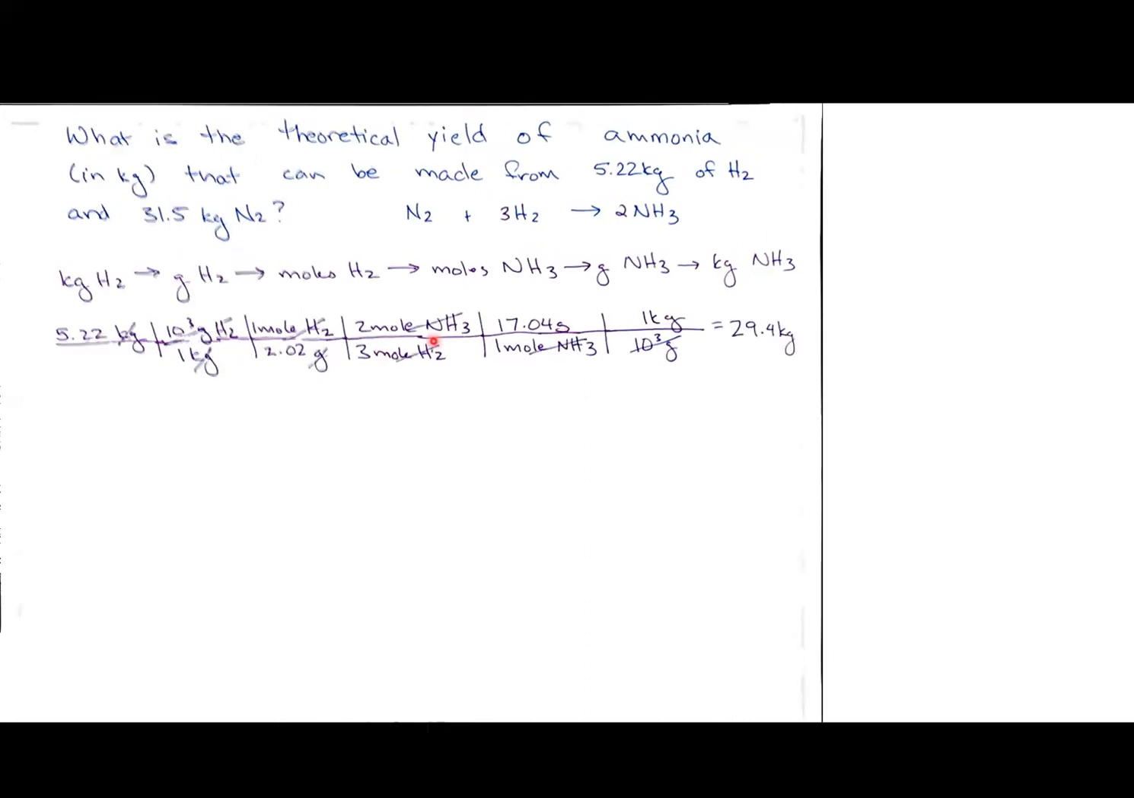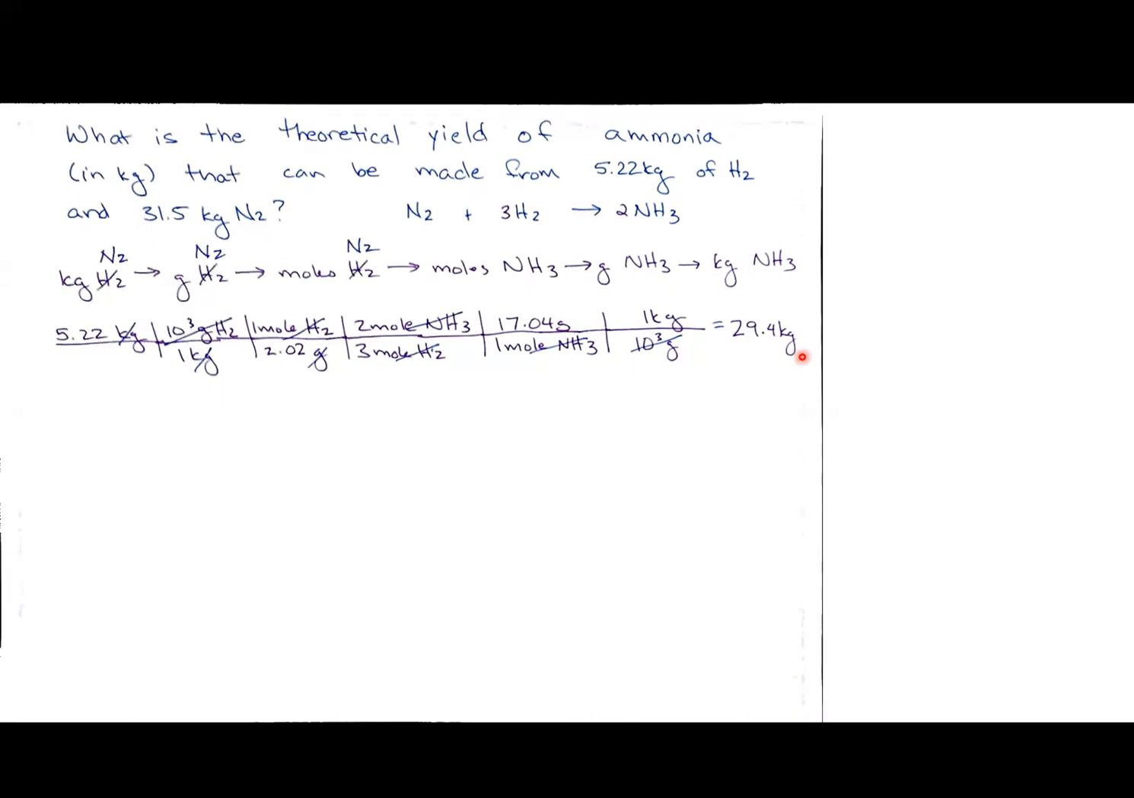And when I go through and cancel stuff out, units cancel, but also I've got a 10 to the third on top and a 10 to the third on bottom. So I'm canceling away from kilograms in the beginning and then back to kilograms in the end. So I can actually make my math a little bit easier. Instead of just canceling units, I can also cancel numbers. And I come down to 29.4 kilograms. So if 5.22 kilograms of hydrogen reacted completely, I would make 29.4 kilograms of ammonia.